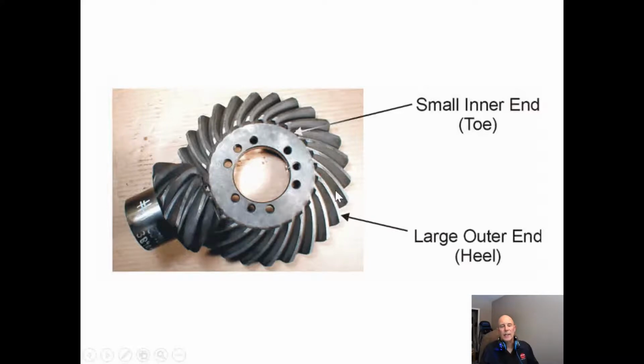When we start to get into differentials, we'll have a crown and pinion. Again, these can be helical cut gears. We're going to get more into how these are set up when we go into differentials, so our toe and our heel, and how to set these up to get the correct pattern, where that pattern should be, and making sure that we have the correct amount of backlash in them.